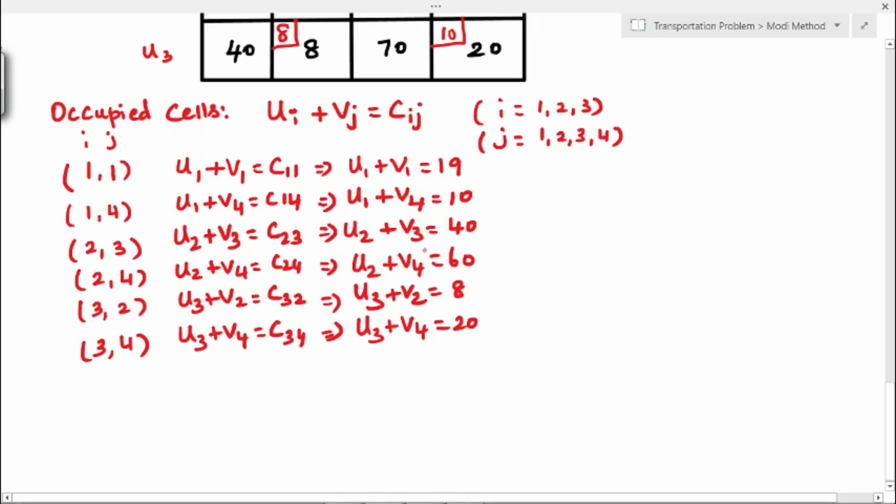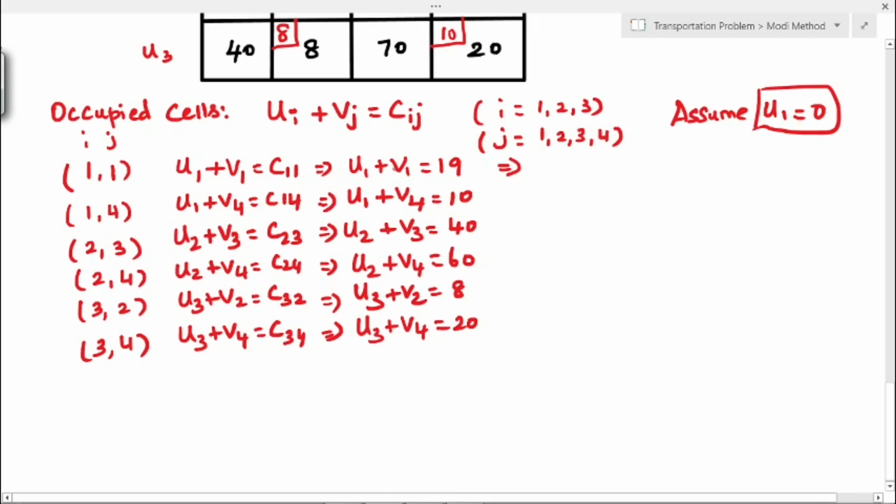So now we have to assume any one value to be 0. Then only we will get the remaining values. Either U1 is 0, or U2 is 0, or U3 is 0, or otherwise any of V1, V2, V3, V4. You have to assume any one value to be 0. So now I am going to assume U1 is 0.